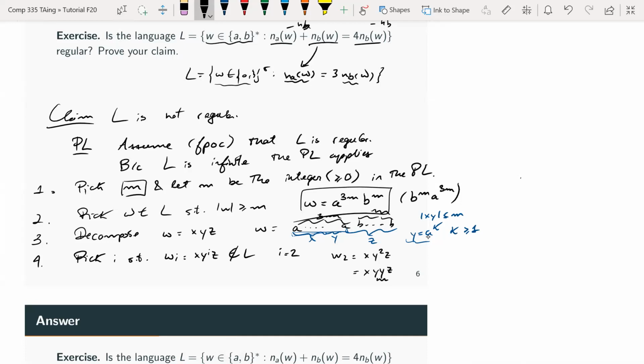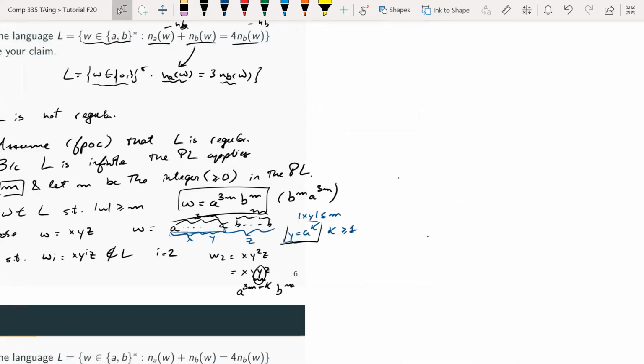So the only thing I'm doing is, to the existing A to the 3M, I'm going to just add an extra Y, but I know that Y is just K A's, so I'm just going to add K A's here. And I'm going to finish that off with B to the M. And now I'm going to show that this is not in L. So for this not to be in L, I need to have that the number of A's is not equal to 3 times the number of B's.